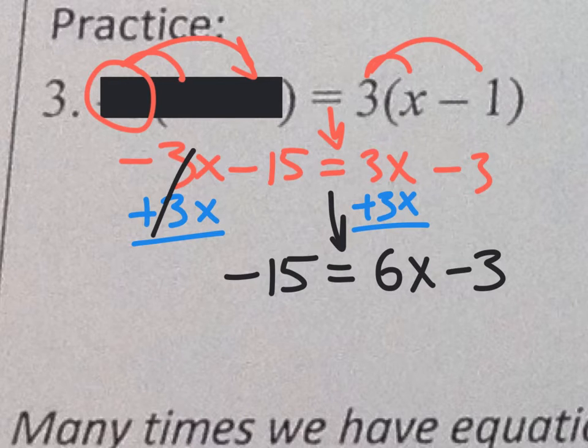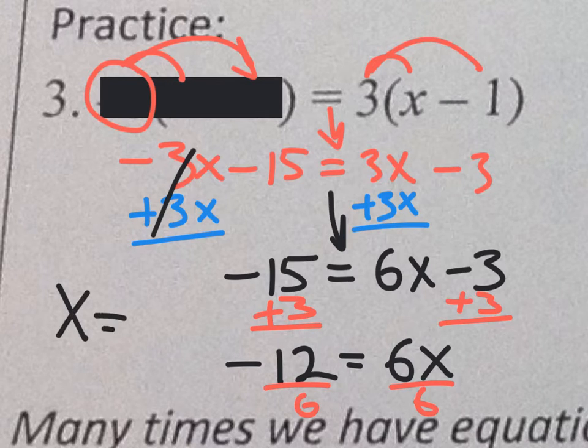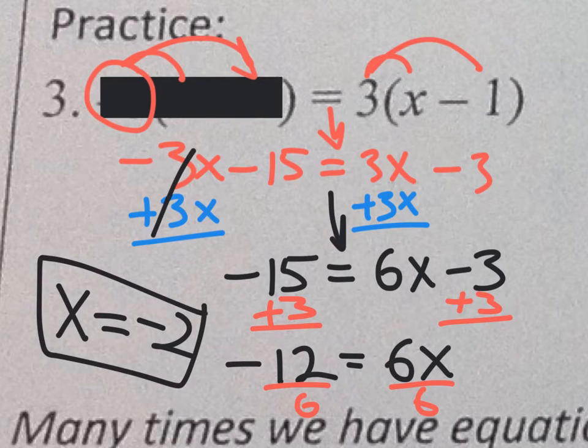So I'm almost done. All I need to do is 2 more steps. I need to get rid of the minus 3 first, and then after that get rid of the 6. So I want to get rid of the minus 3 by going plus 3 and plus 3. And I end up with a negative 12 equals 6x. So for my final step, I'm going to divide by 6 and divide by 6. I ran out of space. So my answer will be x equals negative 2. So I hope you guys got that.